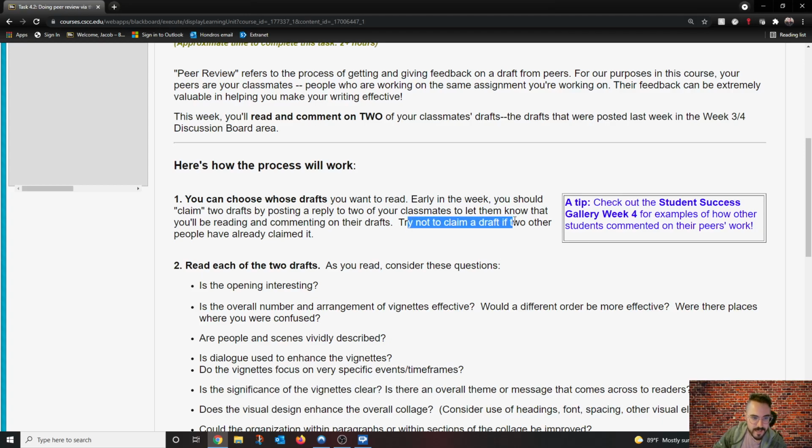Try not to claim a draft if 2 other people have already claimed it. So if you go to one of your peers' papers, you see 2 other people have already replied to them, go and try to find someone who doesn't have a peer review partner yet.